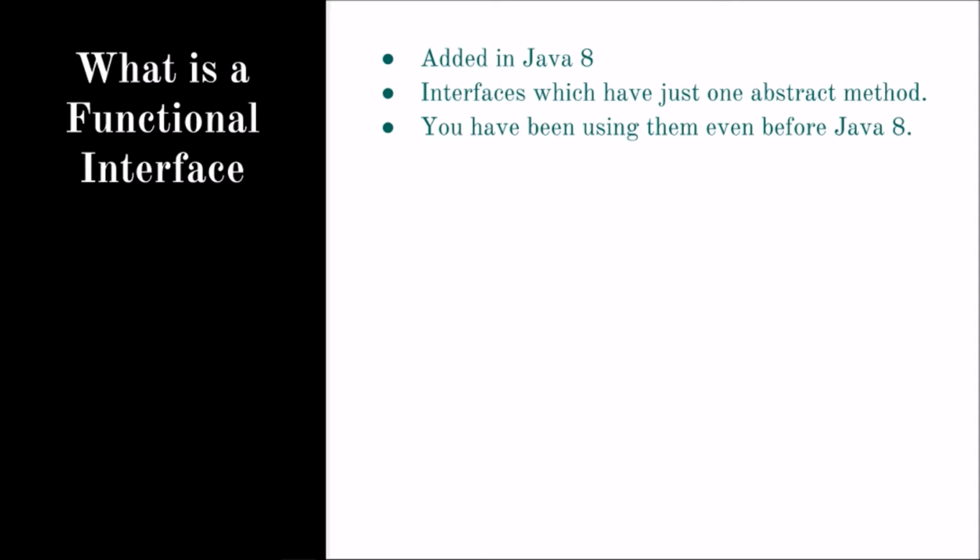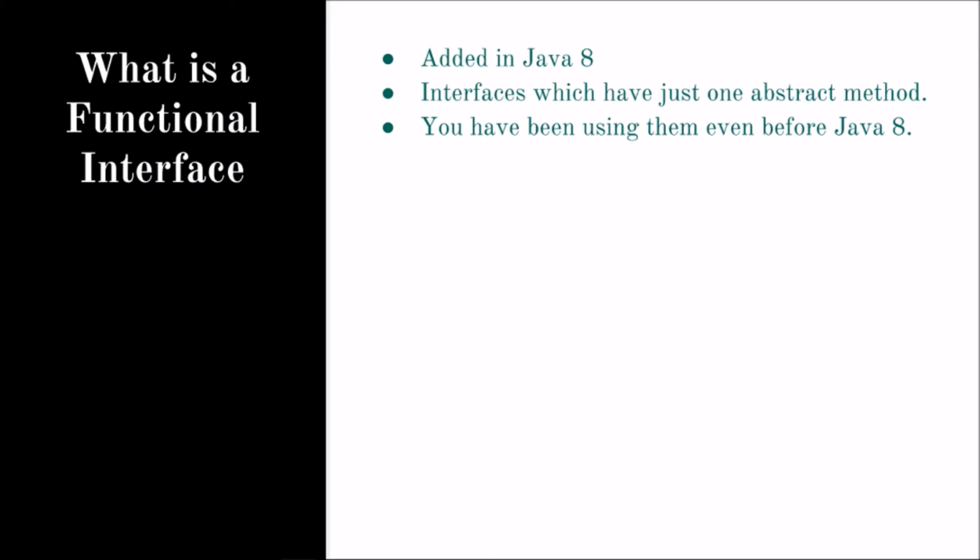You have also used functional interfaces before Java 8. If that is surprising, I would like to tell you that they were used informally; earlier they were known as single abstract method interfaces. For examples you have used before Java 8, just recall the Runnable interface, which had just one method called run, which was implemented by the class which wanted to create a thread.